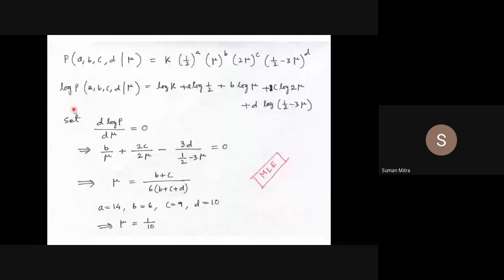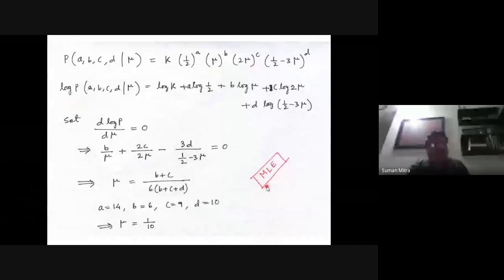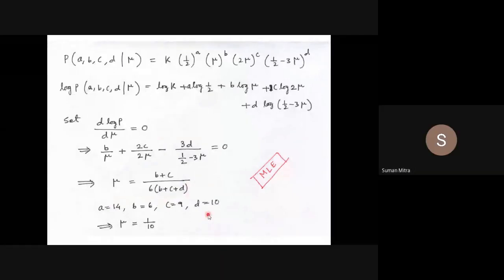Then I want to maximize either the likelihood or the log of the likelihood with respect to the unknown parameter. Here we have only one unknown parameter. That's why we take d by d mu of log P and equate it with 0 to get the estimate of mu in terms of the data. Right? So now whenever you have the actual data, you plug in these actual data into this, we get the mu hat or estimate of mu, which is 1 by 10.